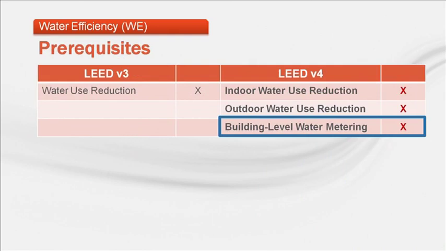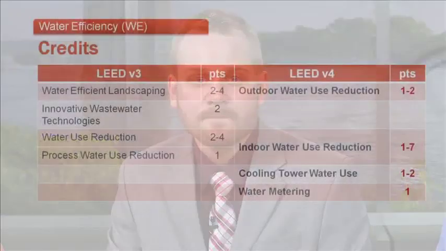The second new prerequisite for the water efficiency category is building level water metering. As the title implies, project teams will now be required to install permanent water meters that measure the total potable water use for the building and all the associated grounds. So altogether, project teams now have 3 prerequisites for water efficiency. Compared back to LEED v3, you'll have expanded scope for landscaping and water metering. So that's it for the prerequisites. Next, we'll look at the possible credits for water efficiency.